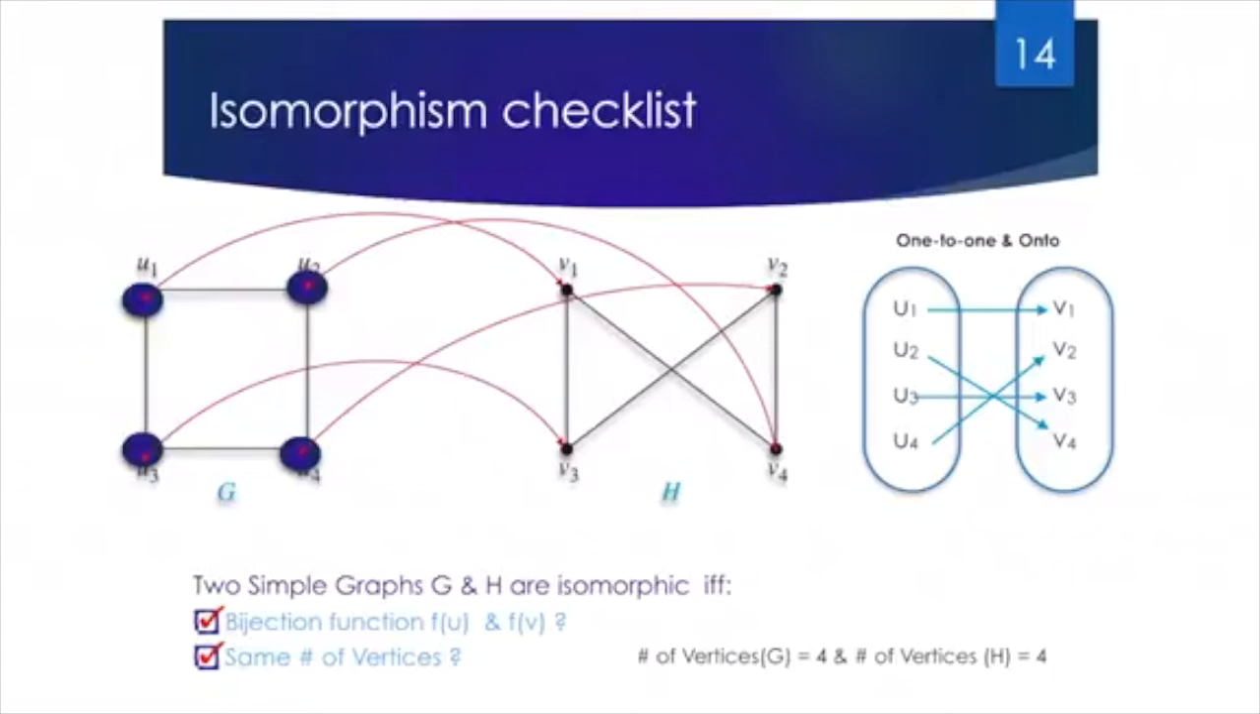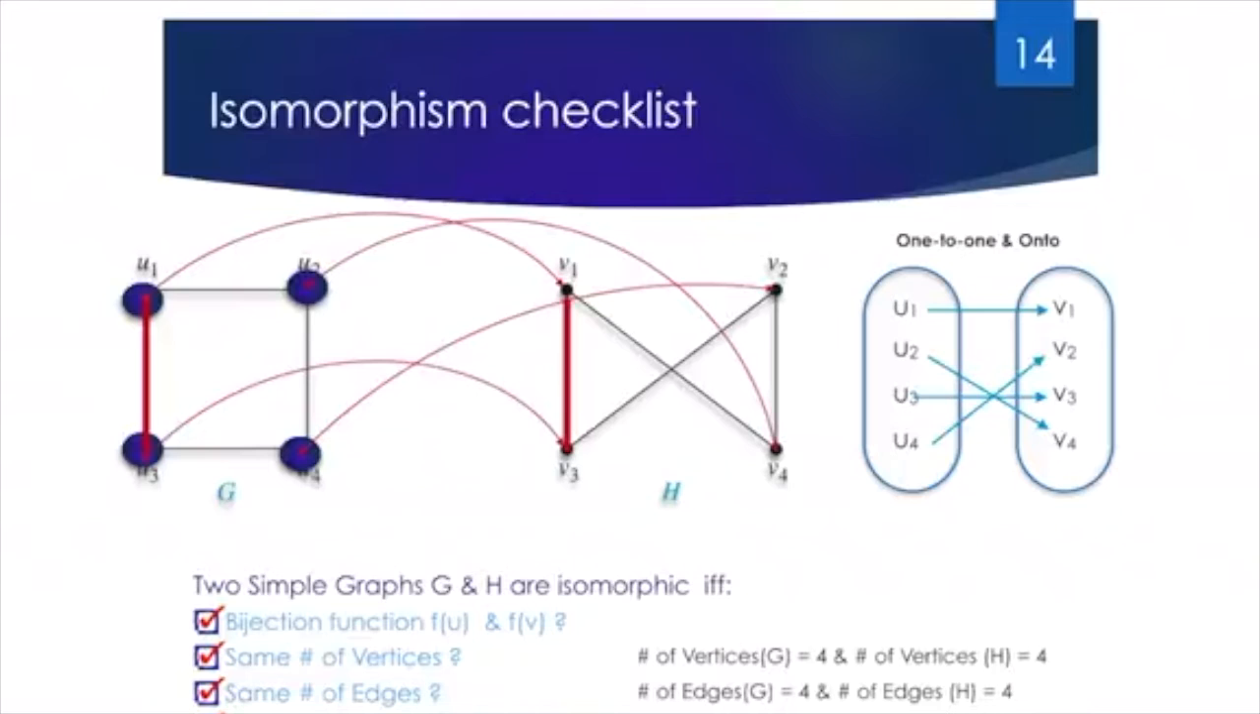Is the number of vertices on both graphs the same? So G has 4 vertices and H has 4 vertices. So it passes the second check. Do both graphs G and H have the same number of edges? Both have 4 edges, so it passes the third check. Is there a structural similarity?